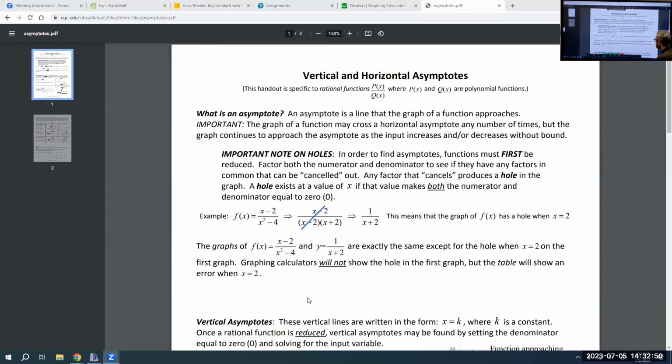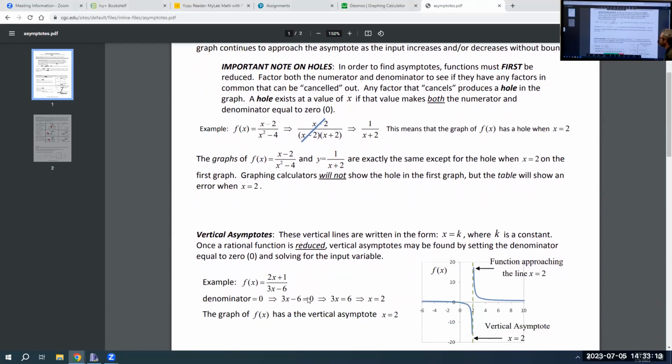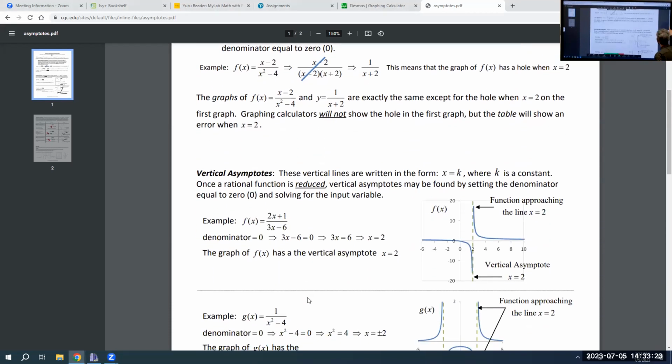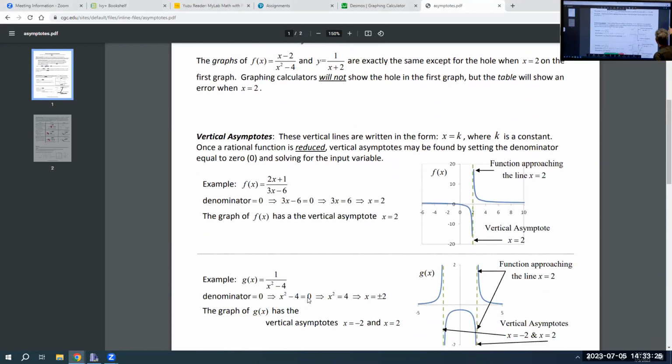Graphing calculators will not show the hole in the graph, but the table will show an error when x equals 2. So that's important to note. If you plug this into Desmos or something, it's not going to show that. These tools aren't perfect because of the methods they use. But the idea with vertical asymptotes is that there are certain numbers that are not in the domain of the function because we can't divide by 0, of course.